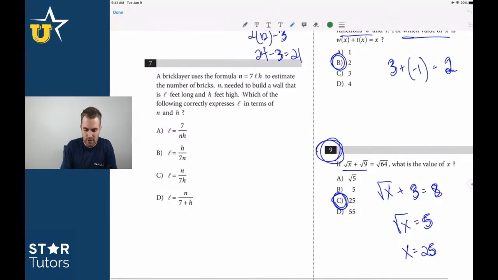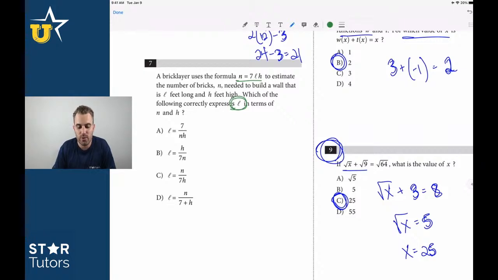The next question here: a bricklayer uses the formula N equals 7LH to estimate the number of bricks N needed to build a wall. Yeah, following terms, guys. Anytime you see this, the following terms, all you're doing is basic algebra to get one variable on one side of the equation. And usually they give it to you. But if you see "in terms of" whatever variable is first listed, that's the one by the equal sign. So it's going to be L. Even if they don't give you L equals like they do in this problem, they just give you something like 7NH as the answer choice. It's just L equals 7NH anytime you see "in terms of" and you're dealing with variables.